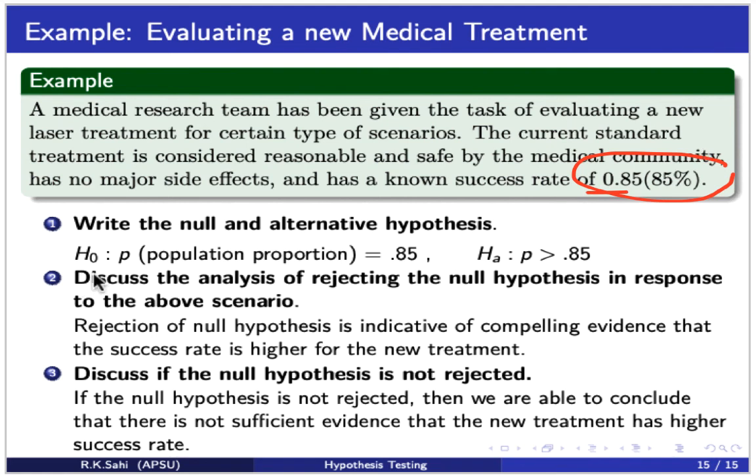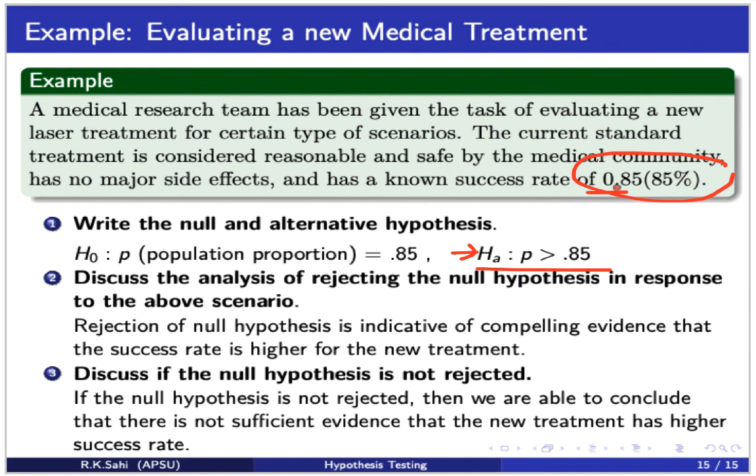Okay, now the null and the alternative. Remember, the null would be p equals 0.85. What would be the alternative? Now remember, when I read this problem, why would I go and buy some expensive laser treatment unless it is better than the previous one, the one which we are working with? So in order for the alternative hypothesis to really come out, the proportion should be strictly greater than 85%.